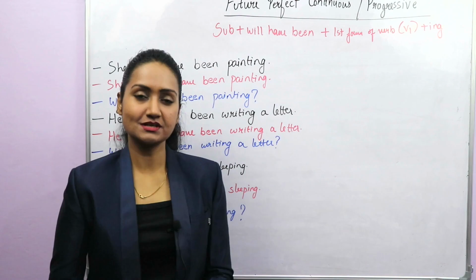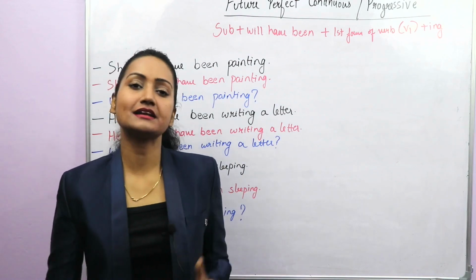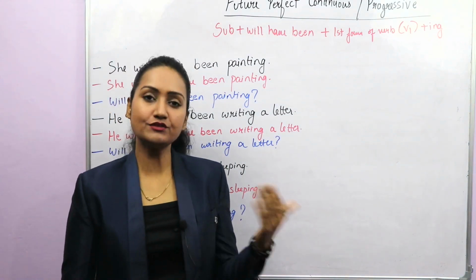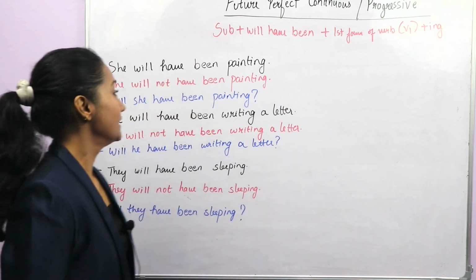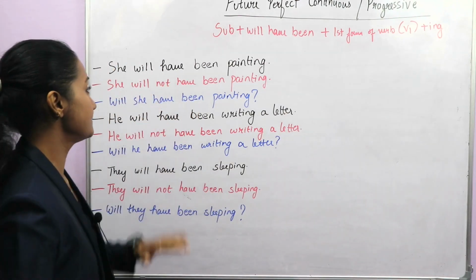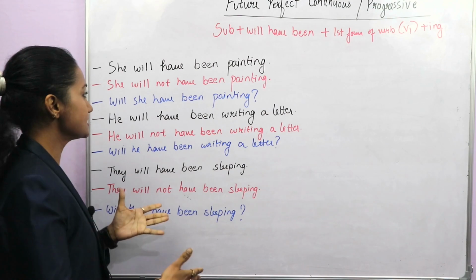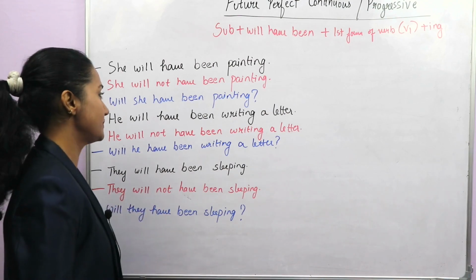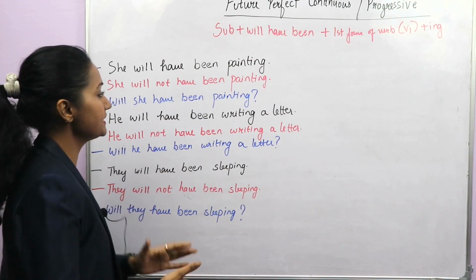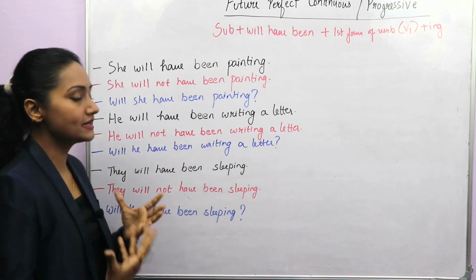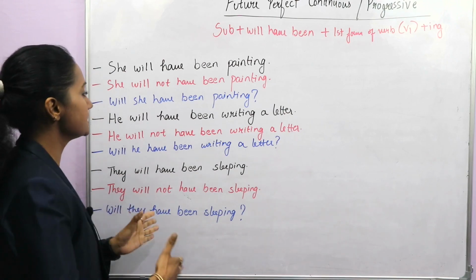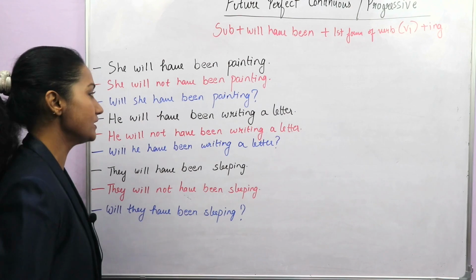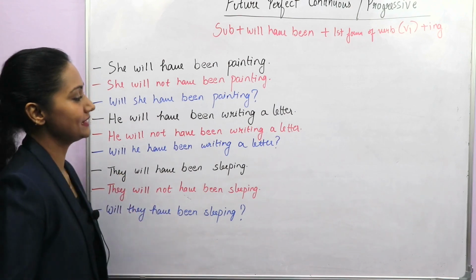Let's go through some positive, negative and interrogative sentences in future perfect continuous. So first is she will have been painting. Negative, she will not have been painting. Will she have been painting? If you want to frame a negative question, will she not have been painting, or won't she have been painting?